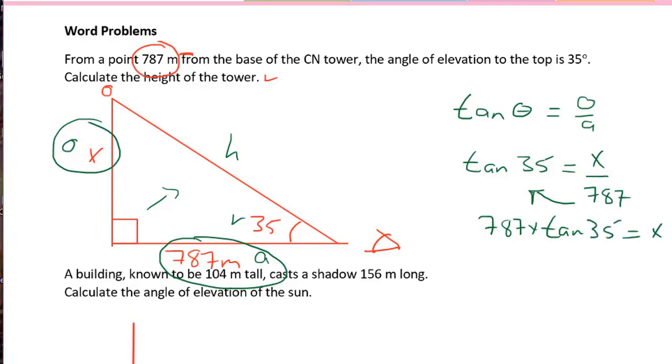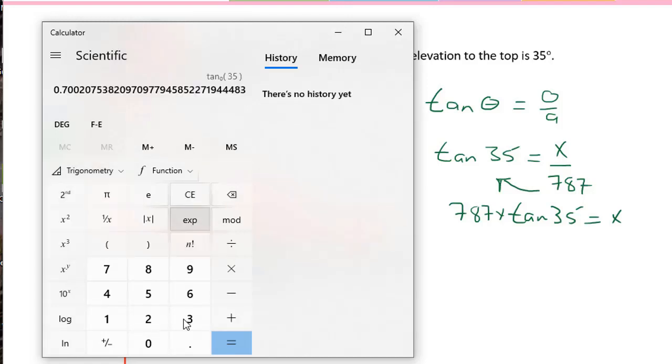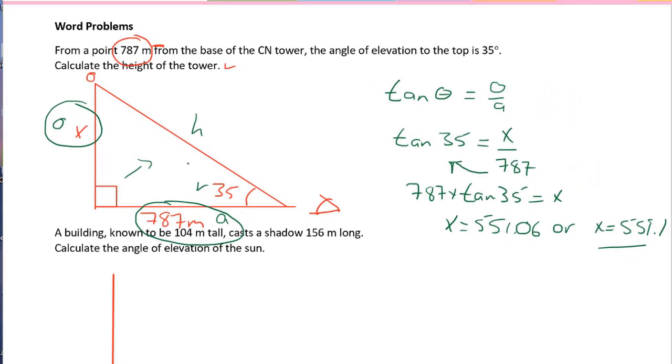And now all I need to do is pull out my calculator, and because I'm using a backward calculator, I have to start with 35 and then tan, and now I can multiply by 787. And the answer I'm going to get is 551.06. So now I know the height of the CN tower, given this information, is 551.1 meters tall. Let's take a look at the second question.